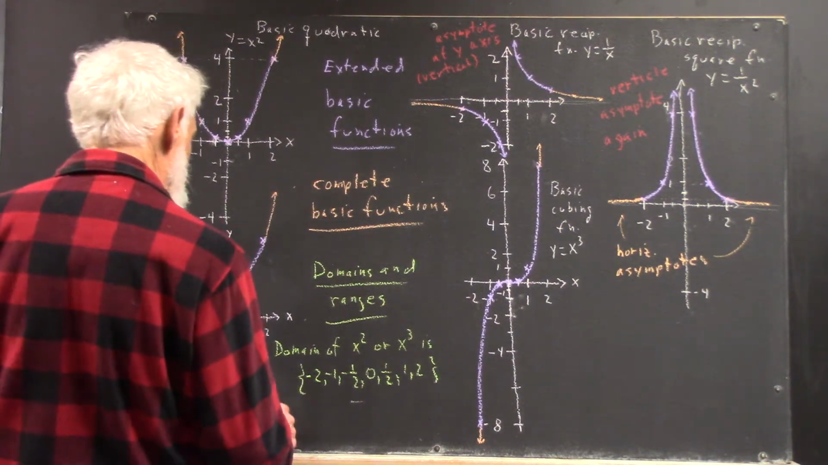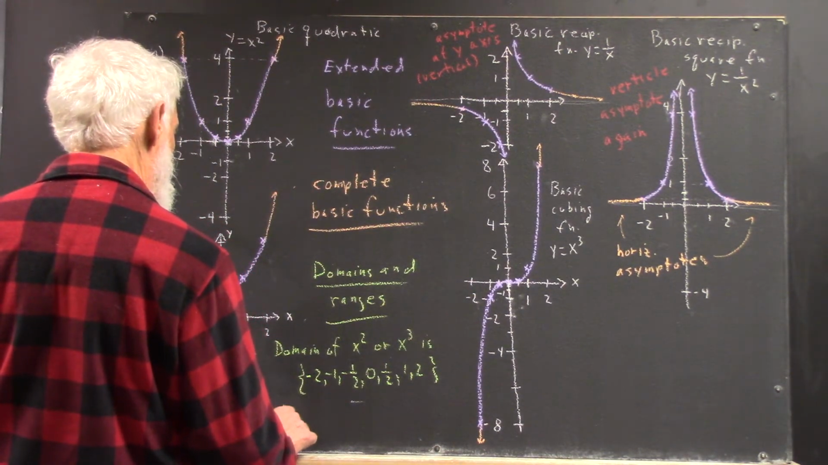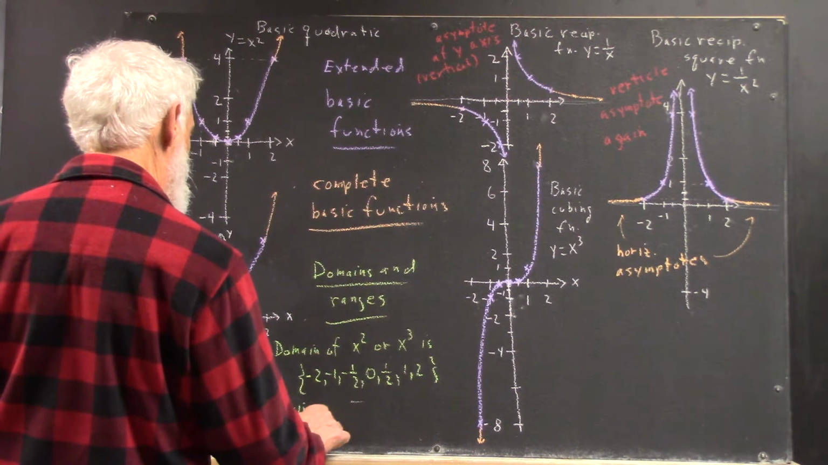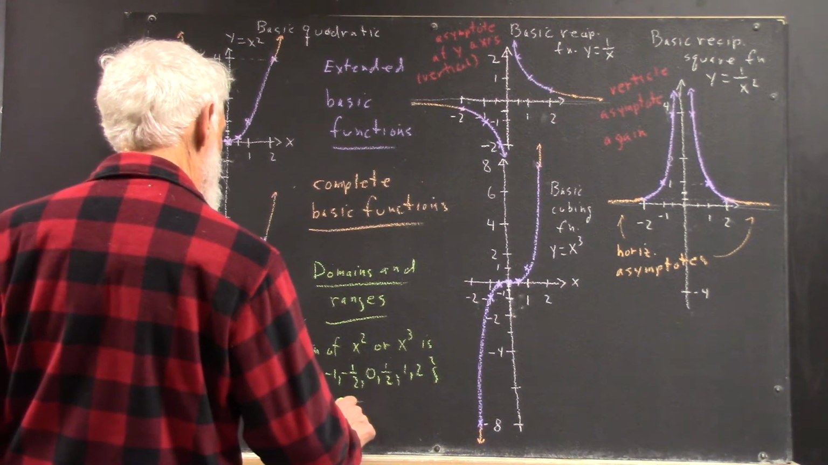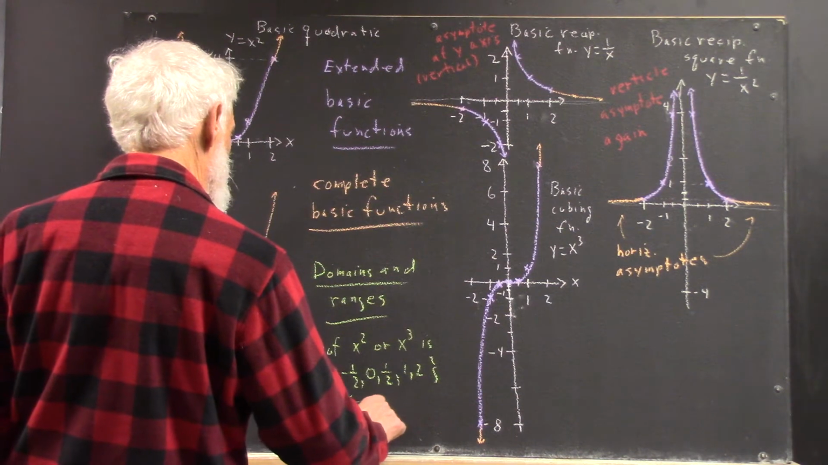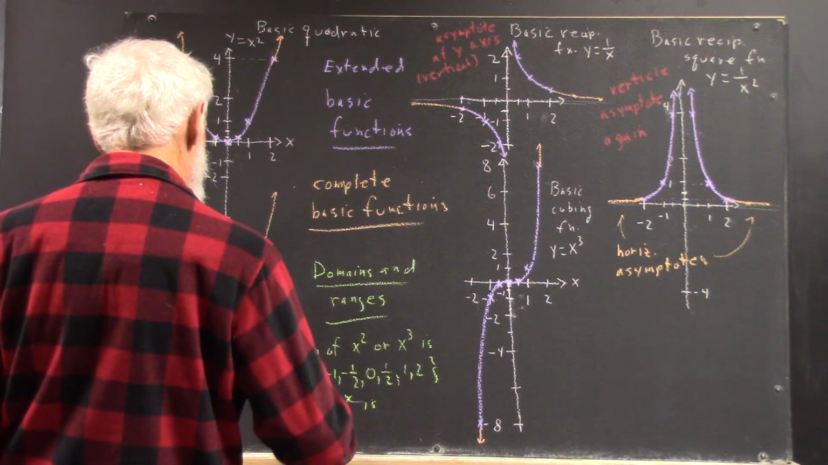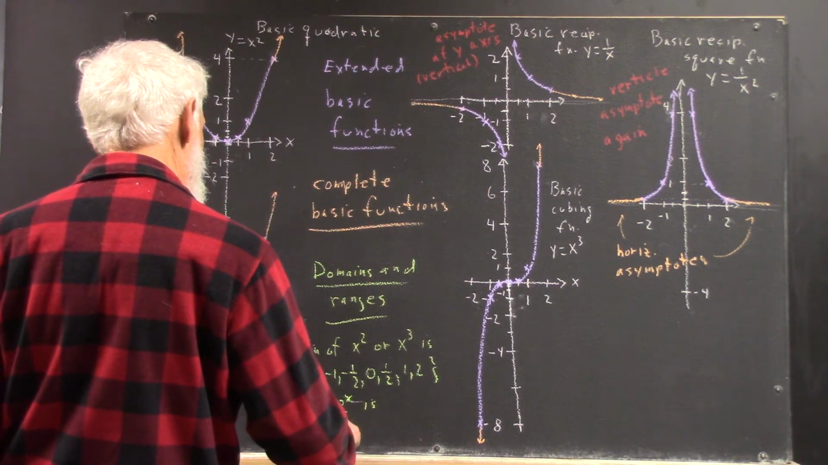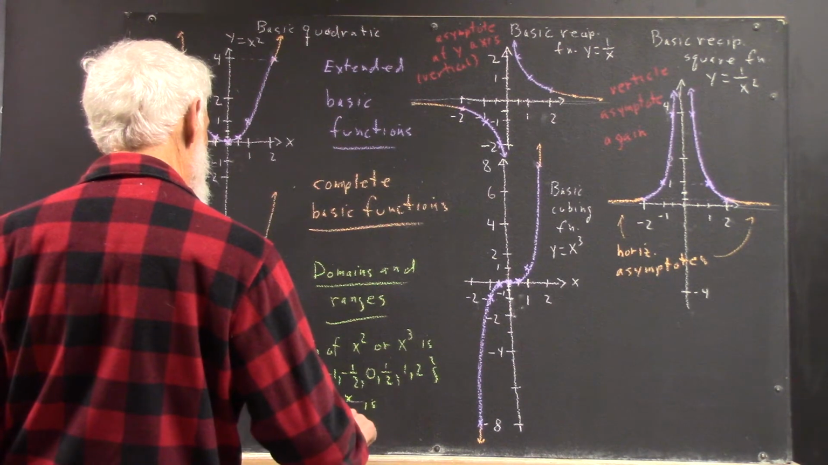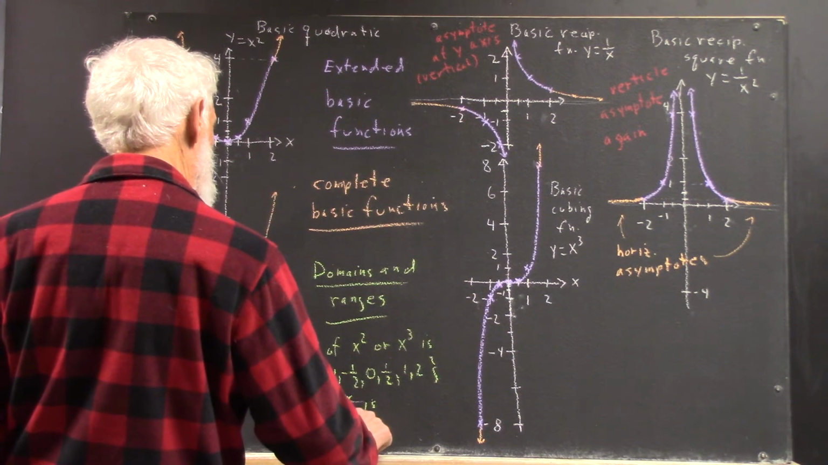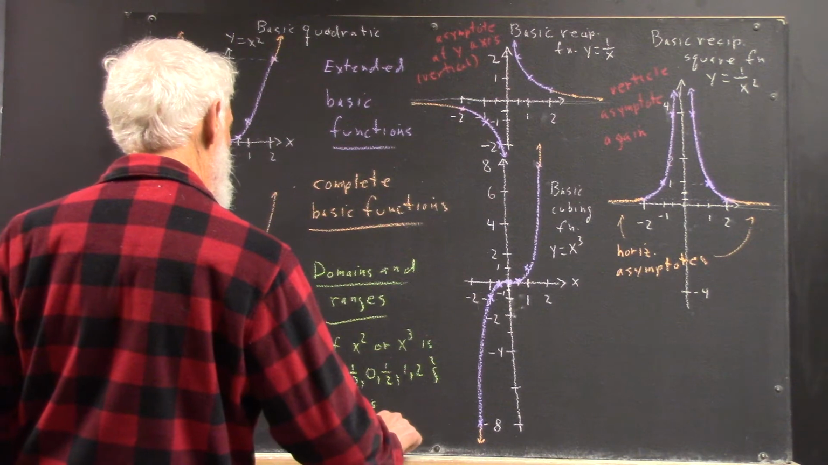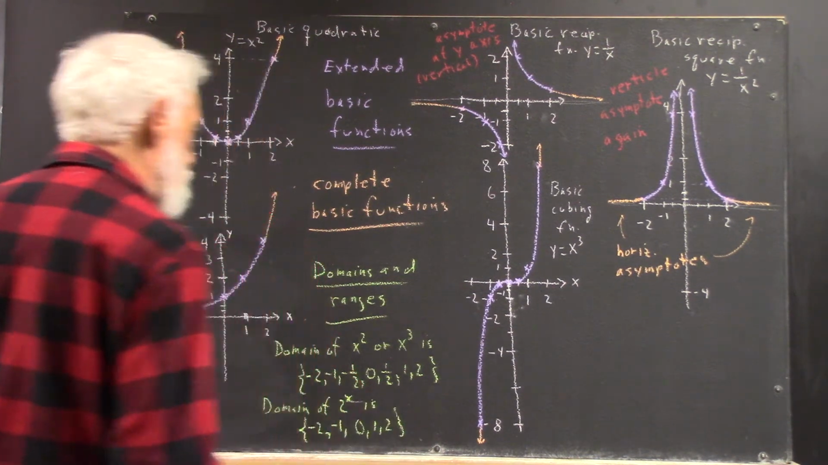Okay, so the domain of 2 to the x is the set -2, -1, 0, 1, 2.